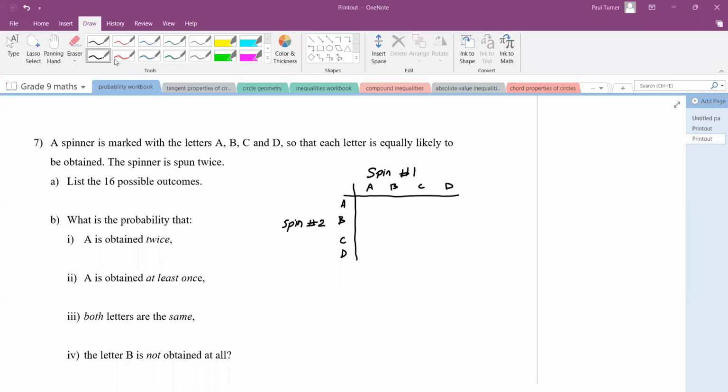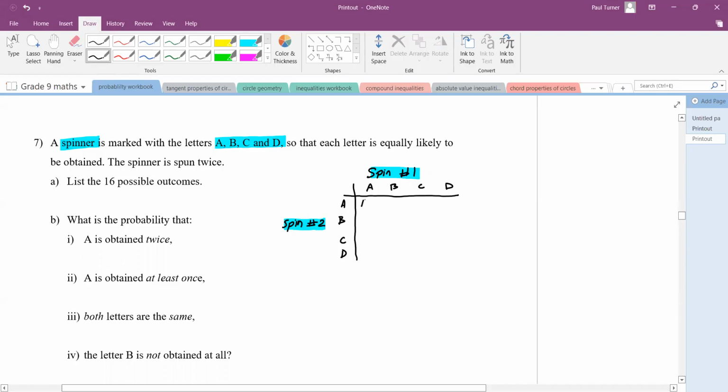Okay, for question 7, we have a spinner with the letters A, B, C, D, and each letter is equally likely to be obtained. The spinner is spun twice. So we'll spin it 2 times, and these are the possible outcomes in the table. So let's write them out.